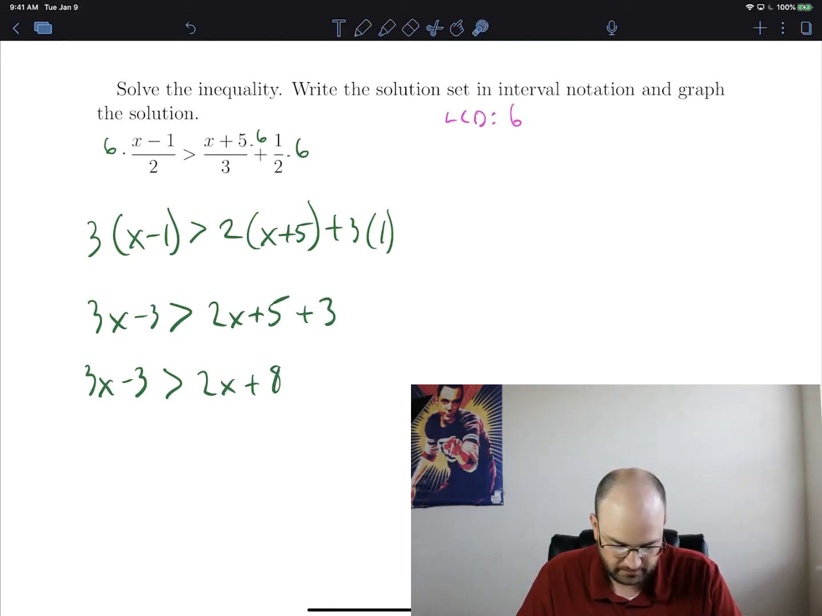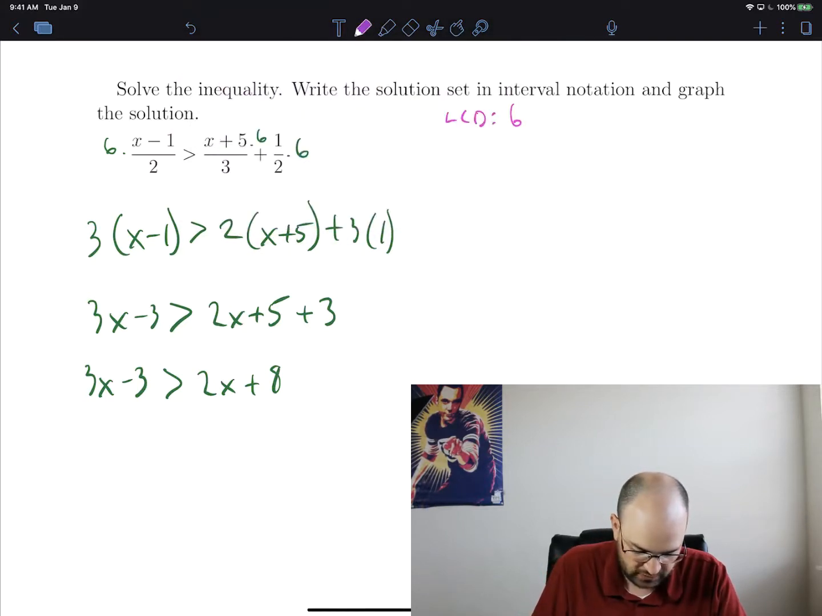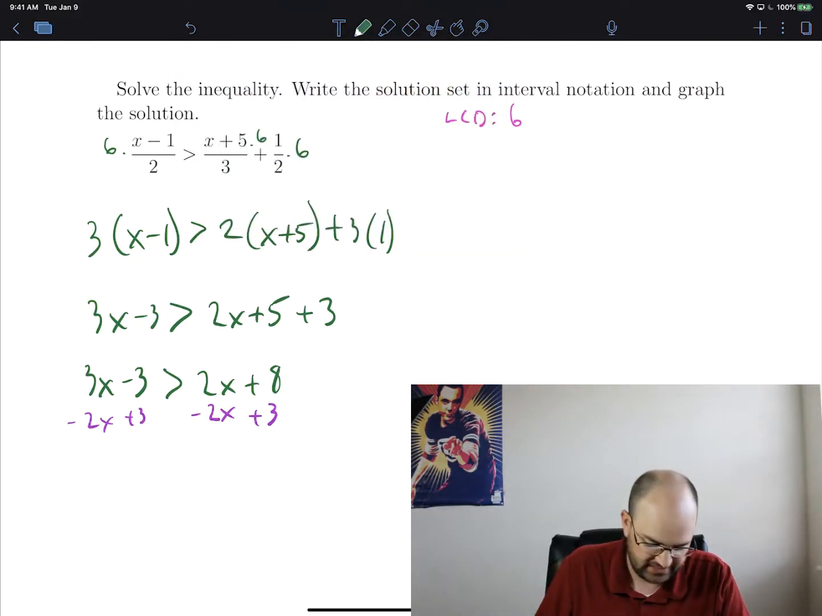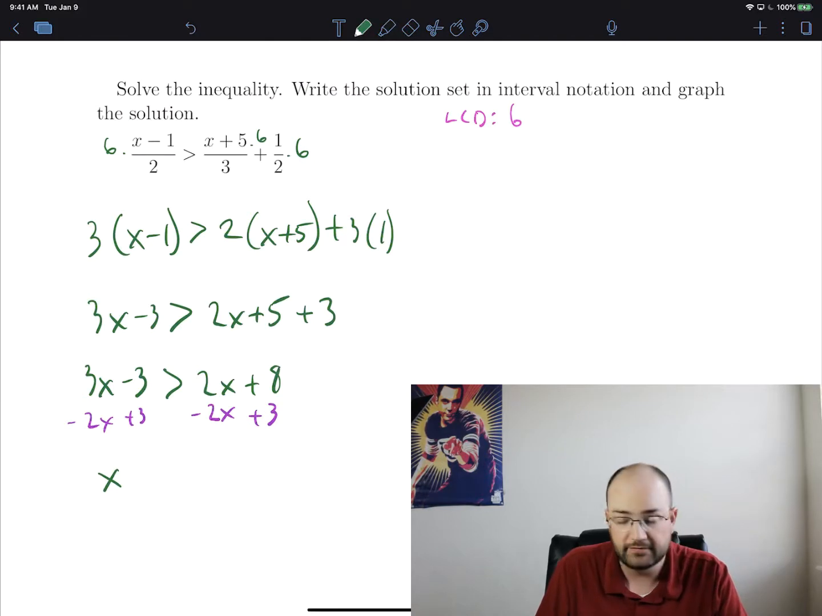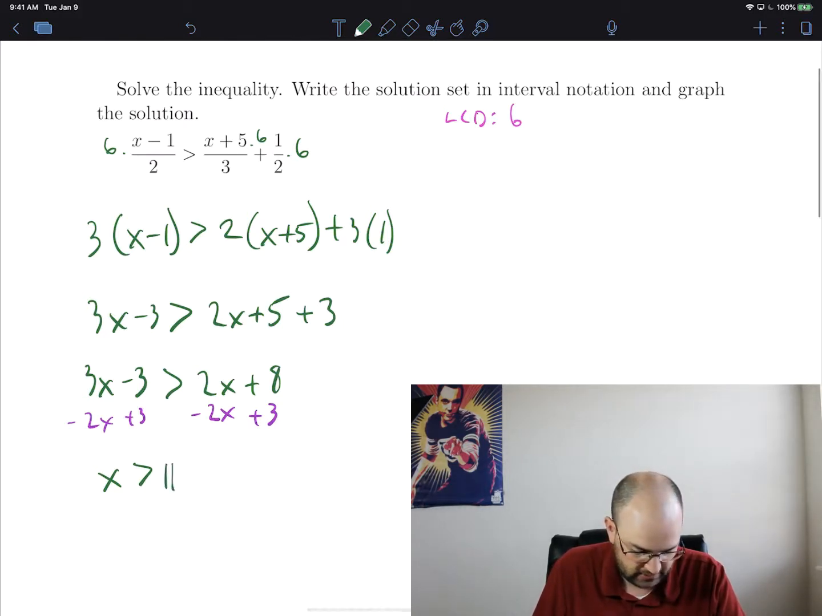Excellent. Combine like terms, we've already done that. So let's get everything on one side. We're going to go ahead and subtract the 2x. And I'm going to go ahead and add the 3 all in one big step here. So 3x minus 2x is just x. Negative 3 plus 3 is 0, so those are gone. We're just left with greater than. 2x minus 2x is 0, it's gone. 8 plus 3 is 11.